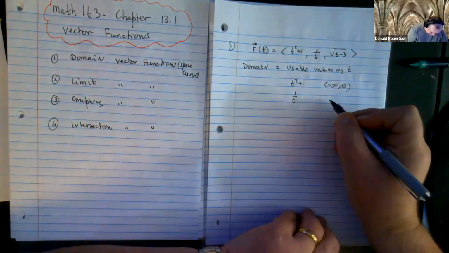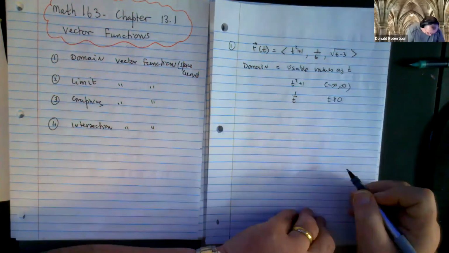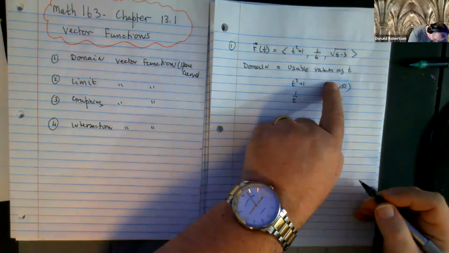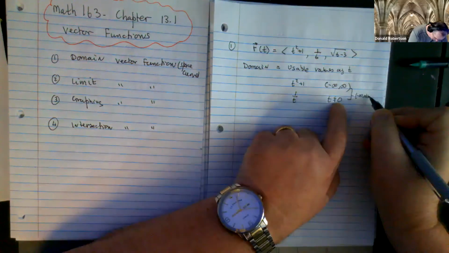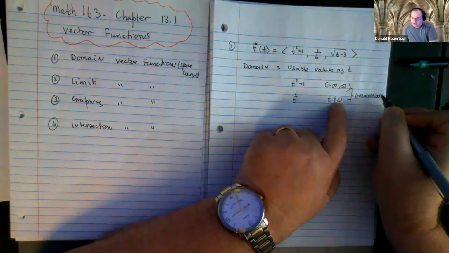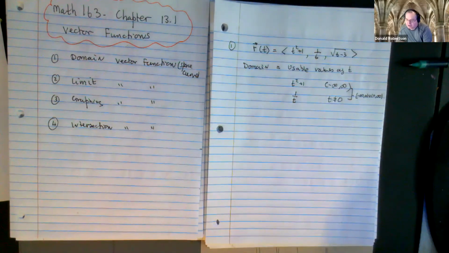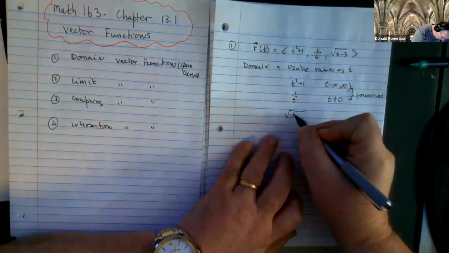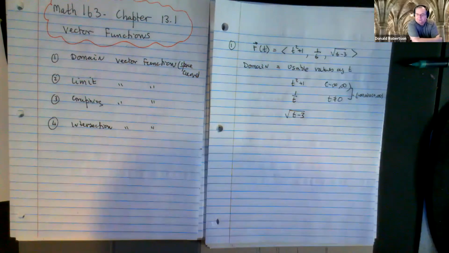Okay. Now, if I was just combining these two, then the domain would be from negative infinity to 0, and then from 0 to infinity. Would you agree that's in interval notation? That's how you would say you can't use 0. Bit clunky, but that's what it would be. Now, what about that guy?